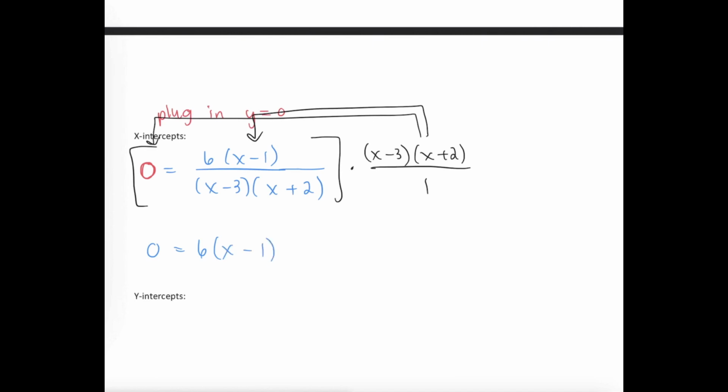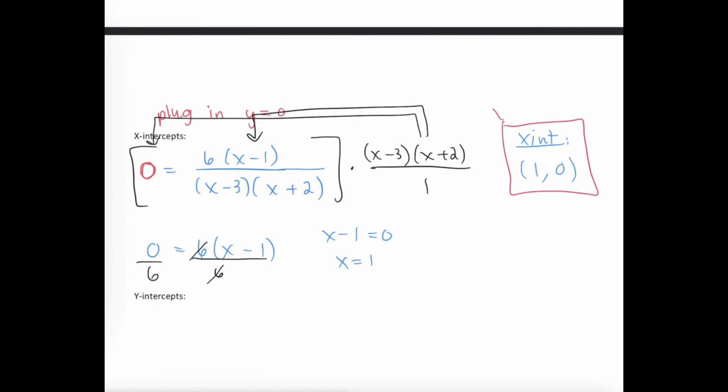So solving for x now, let's divide both sides by 6 to get that 6 out of there. And we'll end up with x minus 1 equals 0, so x equals 1 after we add 1 to both sides. So let's clarify our final answer that the x-intercept is just x equals 1, causing y to be equal to 0, so we only have the one x-intercept.